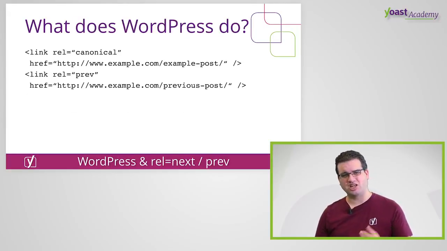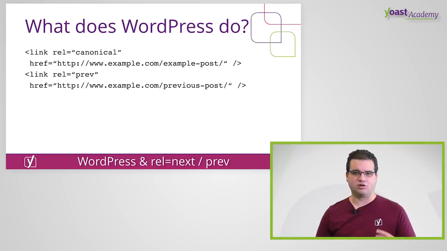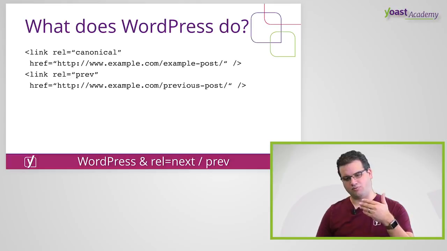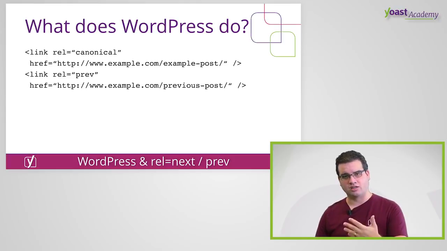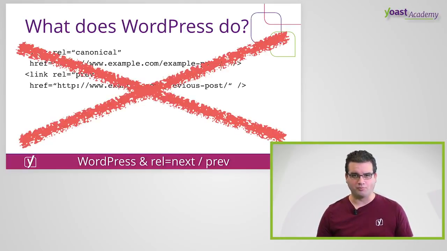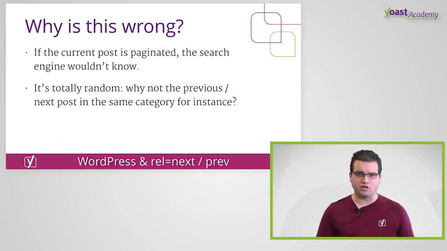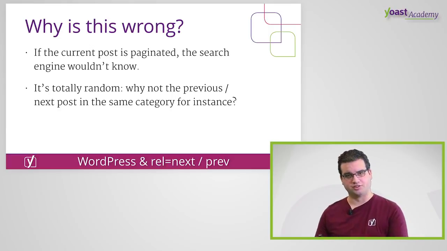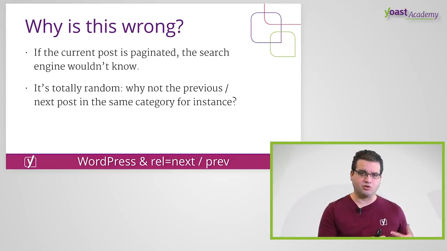WordPress does something slightly different. It only adds these tags on posts, and it adds these tags in such a way that we think is wrong. It adds a rel equals prev link to the previous post and a rel equals next link to the next post, but just in the way you publish them, nothing else. Well, we think that's totally wrong. So what we do, if the current post is paginated, in the WordPress way, you wouldn't know because WordPress doesn't give you any code for that. In our case, we fix that.